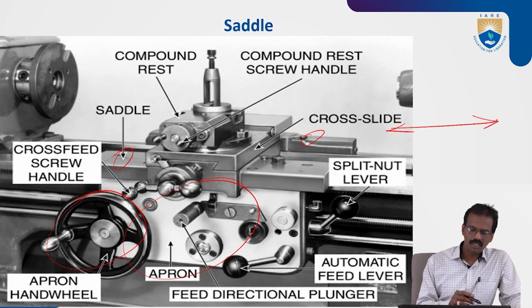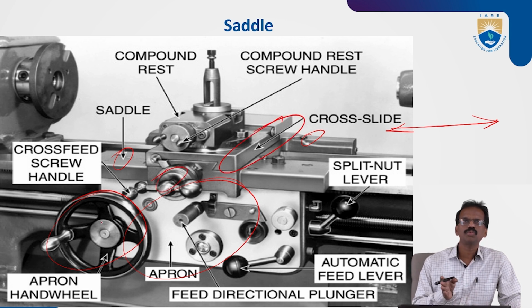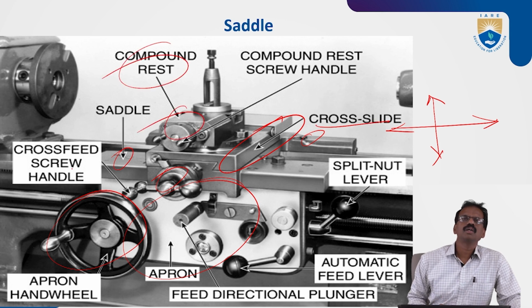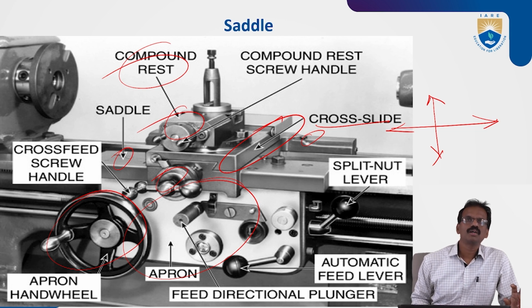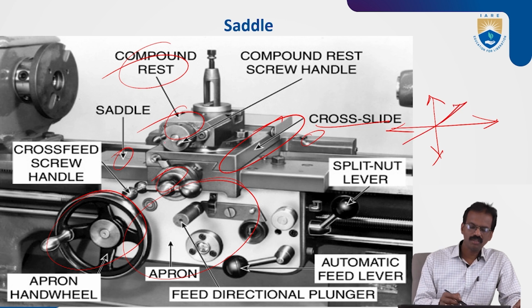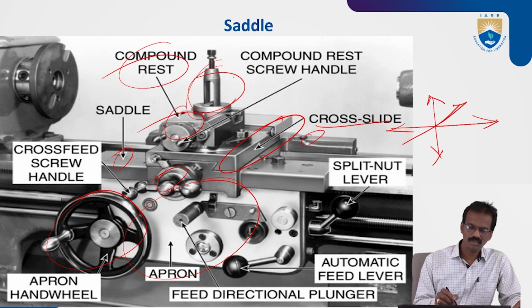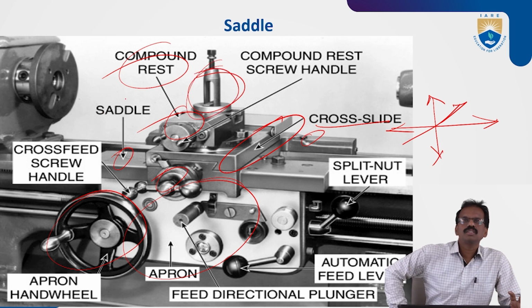On this saddle we will see the cross slide. By the help of this cross slide and this lever, we can move the tool bit in cross movement, the transverse direction. On the cross slide, there is the compound rest. This is used to provide angular movement of the tool bit. On this compound rest, there is a tool post to hold the tool bit. This is the single point tool post.